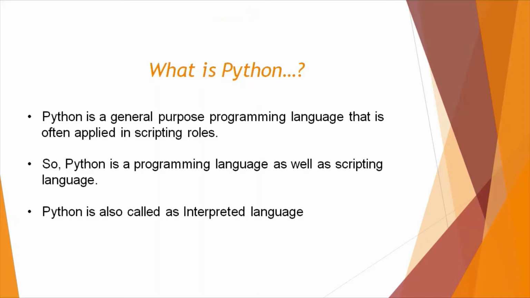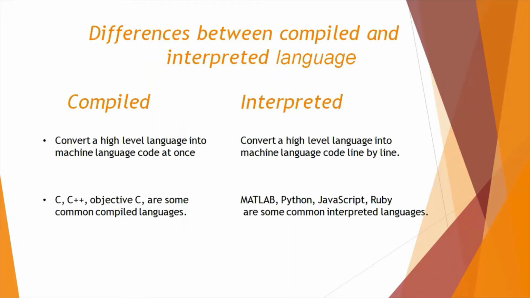So first of all, what is Python? It is a general purpose programming language often applied in scripting roles. So it can also be termed as a scripting language. Moreover, Python is an interpreted language. We have two types of languages. One is compiled and other is interpreted. Let's look at the difference between compiled and interpreted languages.